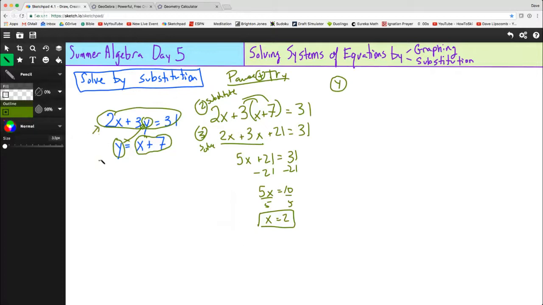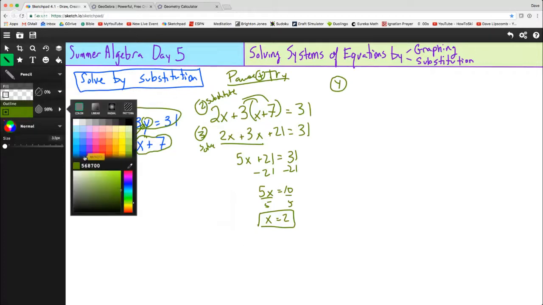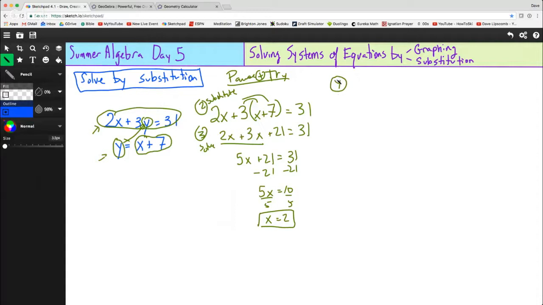So we can take either of our original equations. Let's just switch colors because we can. And step 4, take either one of our original equations and find the value of the other one. So let's go back and use y equals x plus 7. That looks easier. And I know that x equals 2. So I'm going to take my 2 for my x. And then we're going to find out what y is equal to. Well, y is then equal to 9. Now I have a proposed solution of 2, 9, an x of 2 and a y of 9.